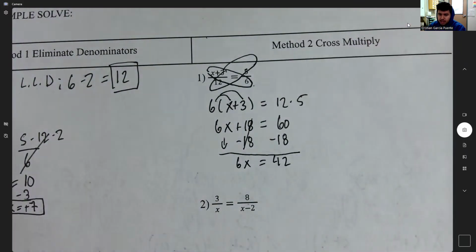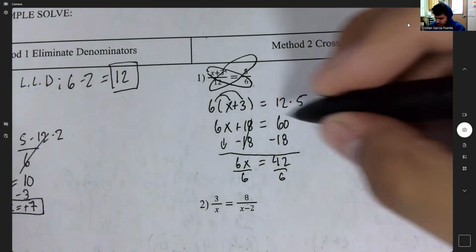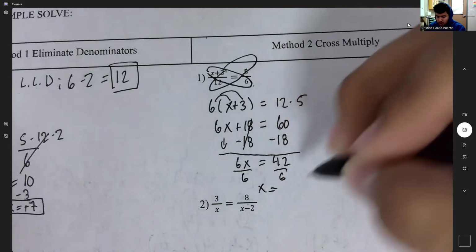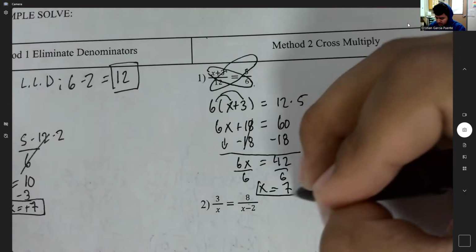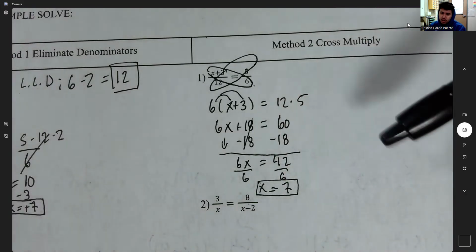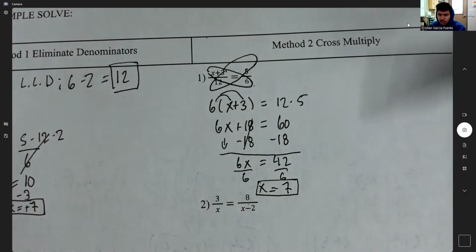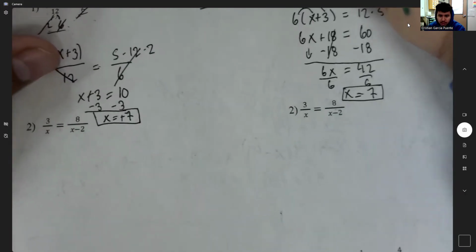Now, how do I get rid of the 6? You divide it on both sides. So you have x is equal to, and then what's 42 divided by 6? Just going to be 7. And that right there is your answer. And you're done. So this way is a little bit easier for students because it's nicer to see. But whichever one you recommend.